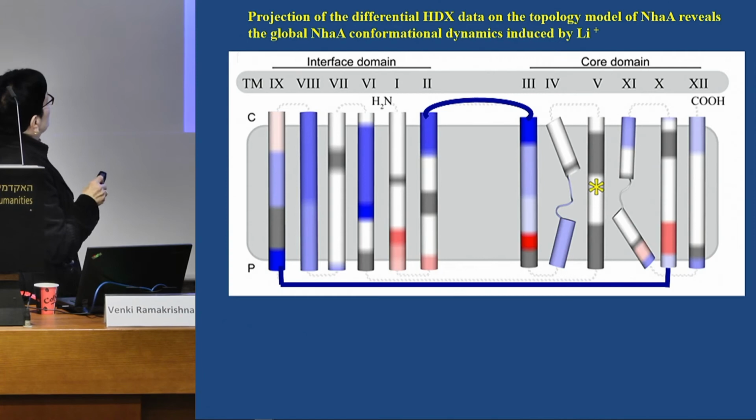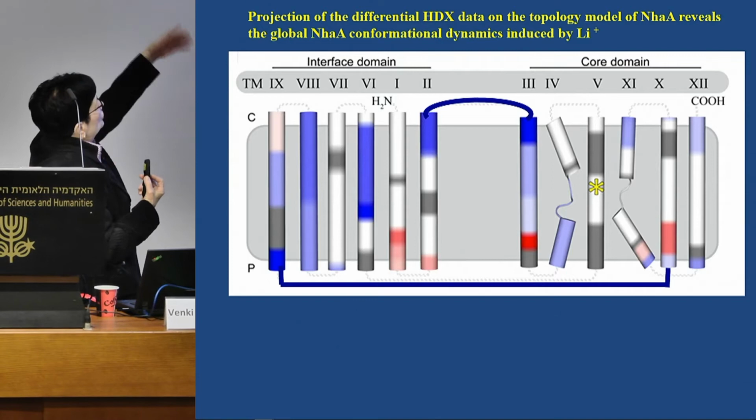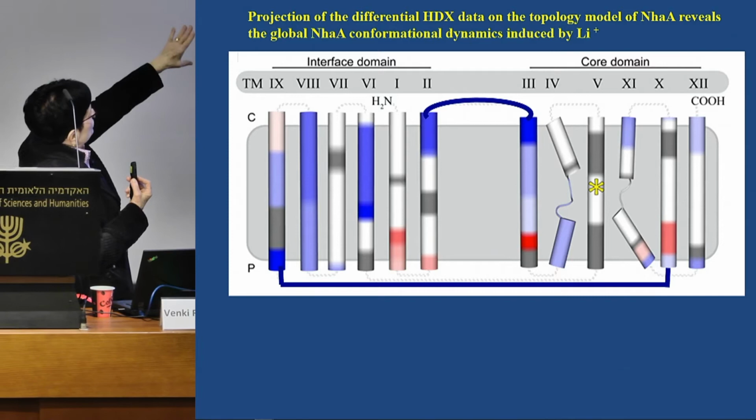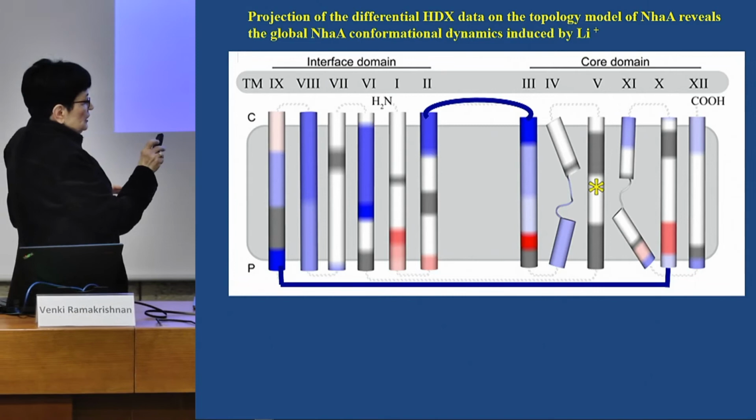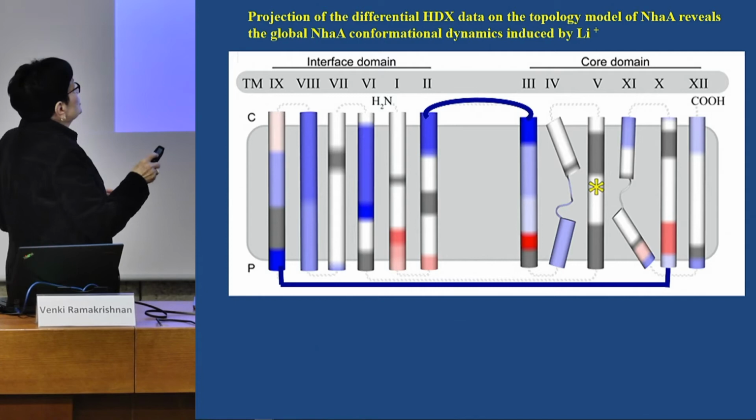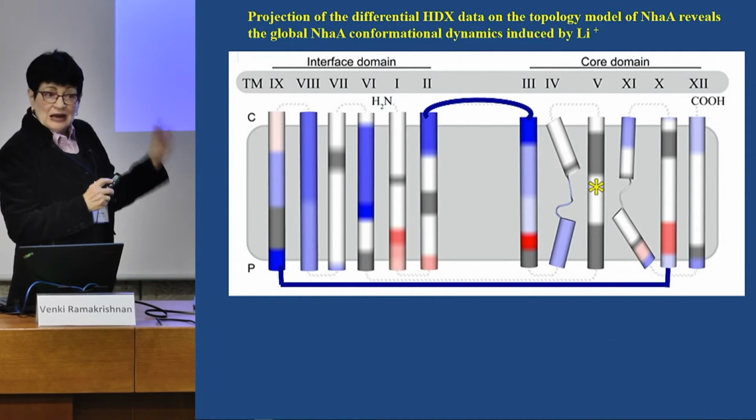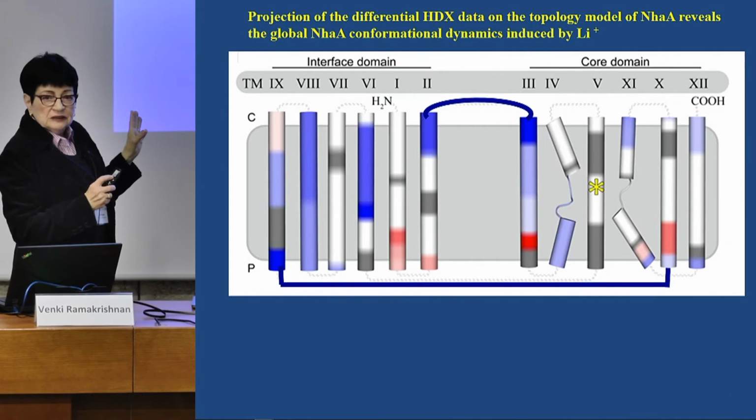Good. Now, what we could do, and that was very, very helpful, on the topology of NhaA, we could reflect all the changes. And what you see, it's very interesting, is that on one side of the helix it's more accessible, while it's the reverse on the other side, which is less accessible, which means that the helix moves. It's in the margin, but it must move.